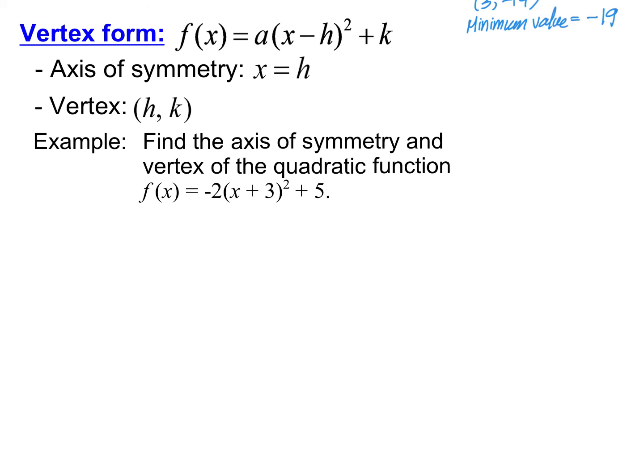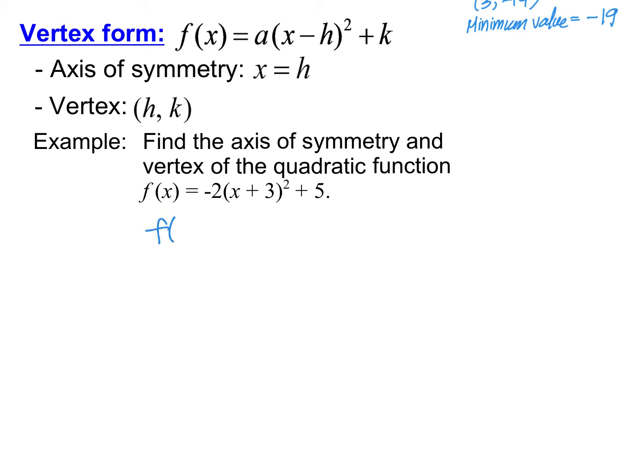Next, we're going to look at the next form that you should know about, and that's vertex form. f(x) = a(x - h)² + k. Now in this form, the vertex is at (h, k), and the axis of symmetry is x = h. Notice that there's a minus sign here, so be careful about that, okay? Let's look at this example. Find the axis of symmetry and vertex of the quadratic function. Okay, so let's take a look.